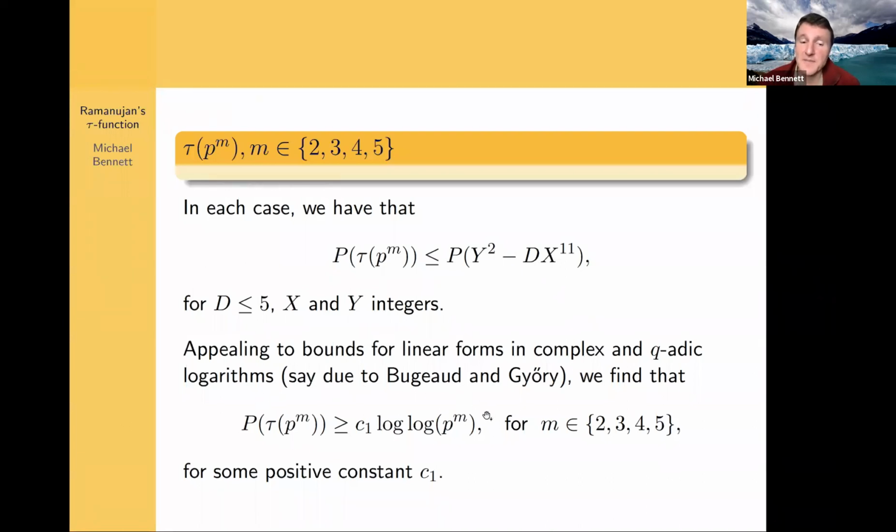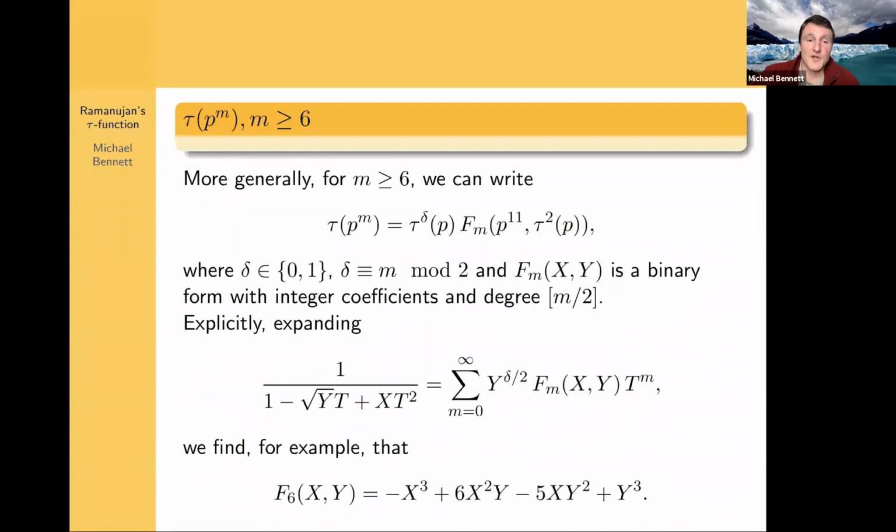So this is how you end up getting, for the small values of m, a lower bound upon the greatest prime divisor of tau of p to the m. Okay. And the positive constant is something one could work out, but it's small. Okay. And so more generally, if you go up to tau of p to the m, you use this recursion. It's sort of easy to prove by induction that what you get is always divisible by tau of p if m is odd.